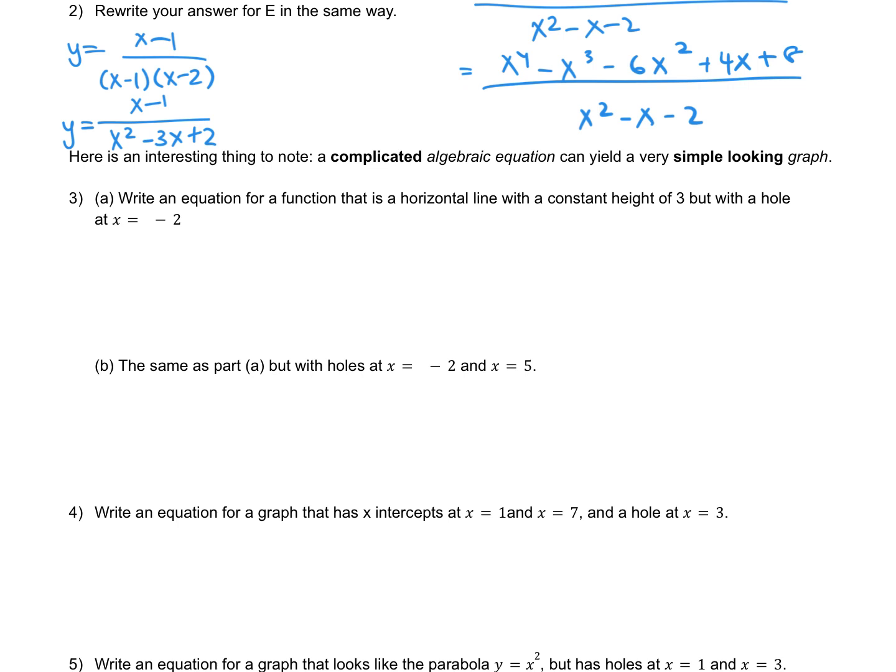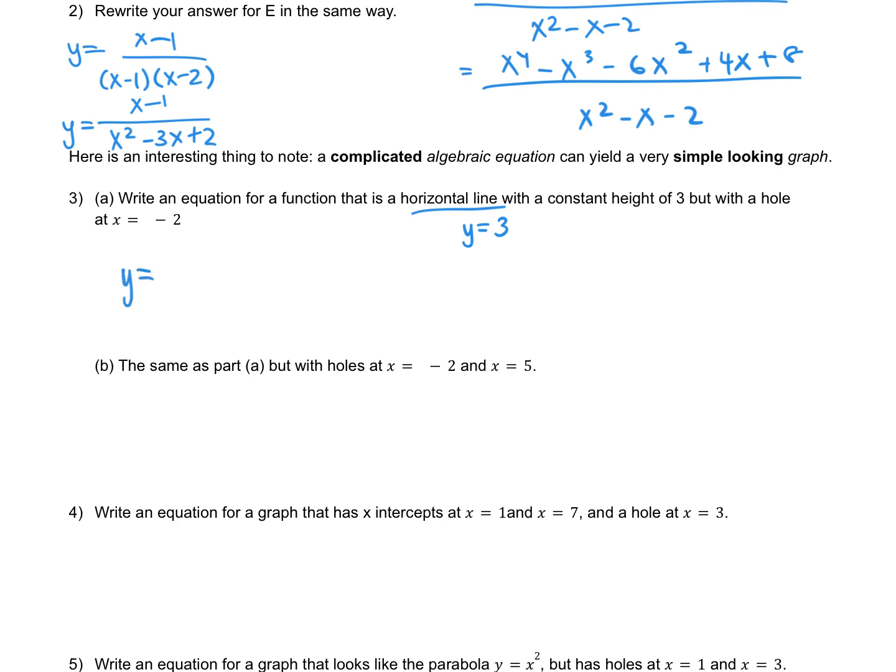create an equation to make it match. So write an equation for a function that is a horizontal line with a constant height of 3. So that's making me think that my rational equations should clean up and simplify to y equals 3 at some point, because it's going to be a horizontal line. But there's a hole at x equals -2.